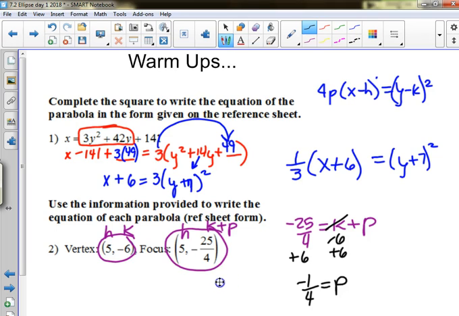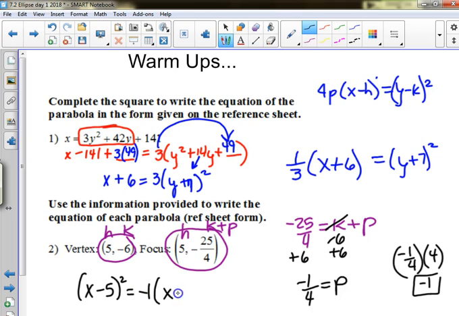Okay. Then when we go to write the equation, some of you got that far and then you wrote the wrong one. The one at the top of the sheet says x minus h, for one that opens this way, 4p. This is p, so 4p is... what is that? Y minus k. Okay?